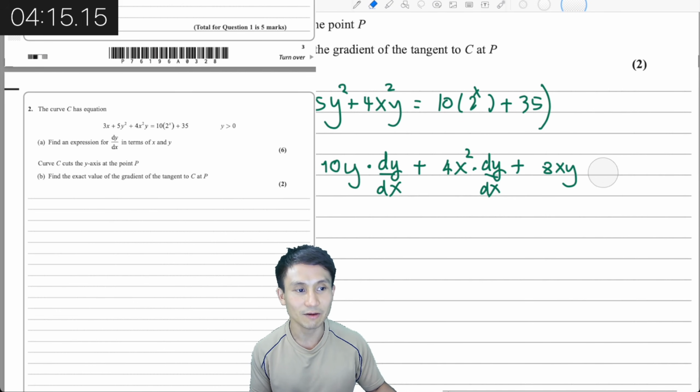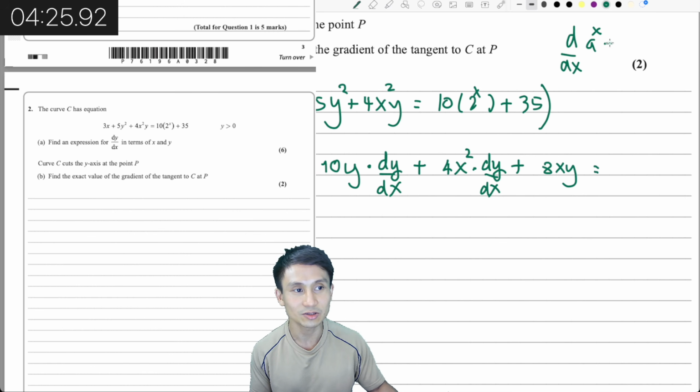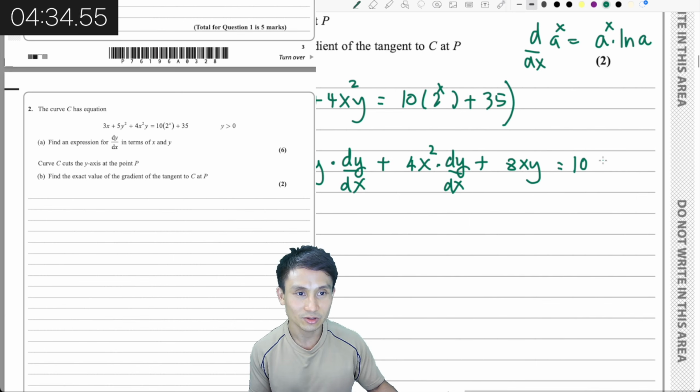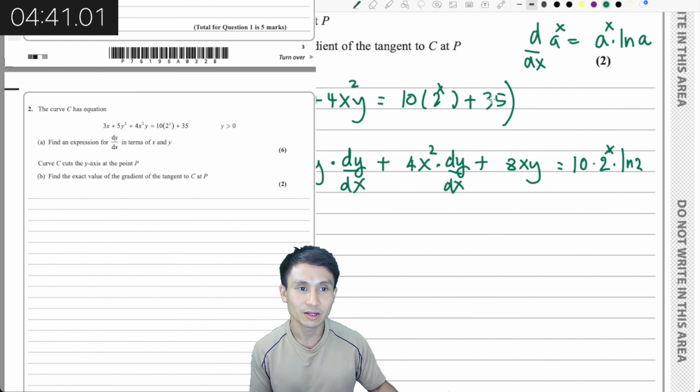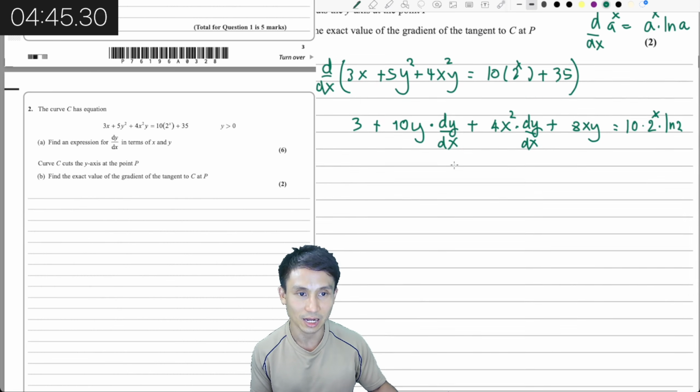And now we've got to be careful differentiating 10 times 2 to the x. When you differentiate a to the x, note that this is not an e, so you get a to the x, but you need to multiply by ln a. So differentiating 2 to the x here, the 10 we don't do anything. So we're going to get 2 to the x and then multiply by ln 2 as well, following this rule here. Differentiating 35 will disappear, so that's done for the first working line.